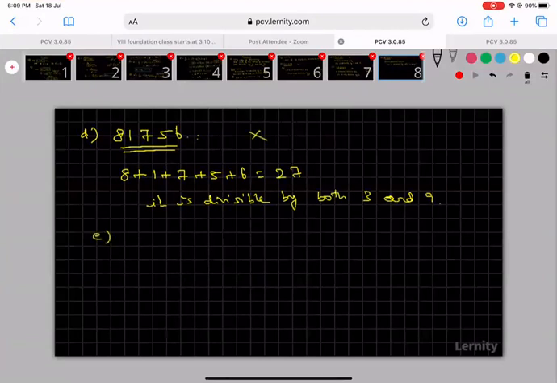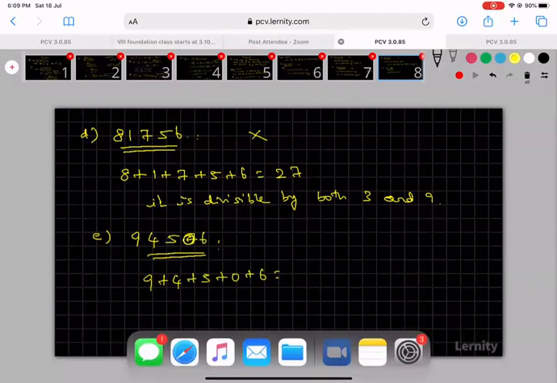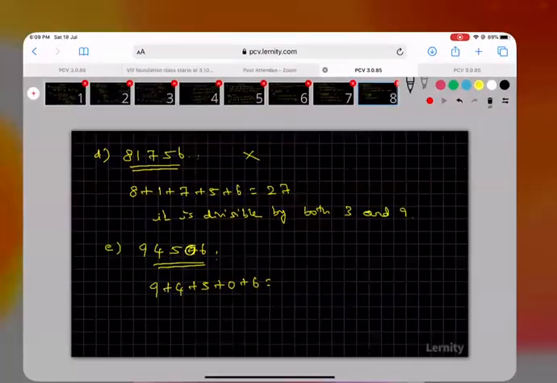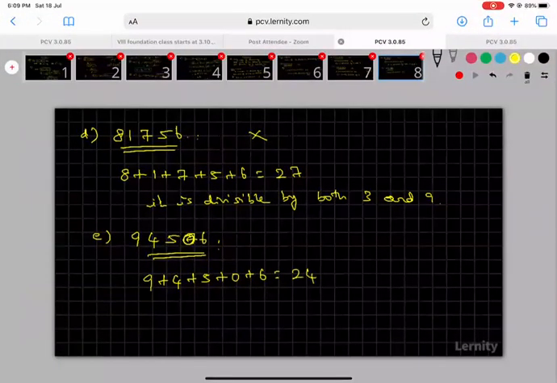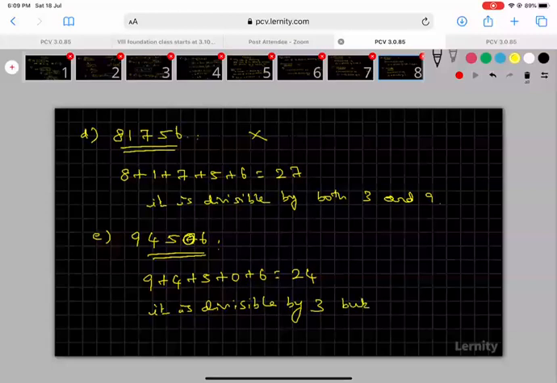So problem number E, 94506, not 94576. This is 06. So adding 9 plus 4 plus 5 plus 0 plus 6, what is the answer? 24. Very good, sir. 24. So 24 means it is divisible by 3 but not divisible by 9. So this is our correct question.